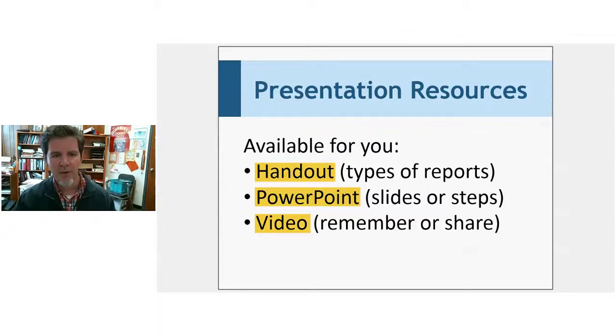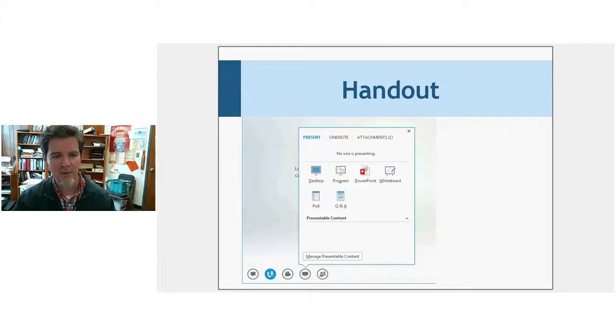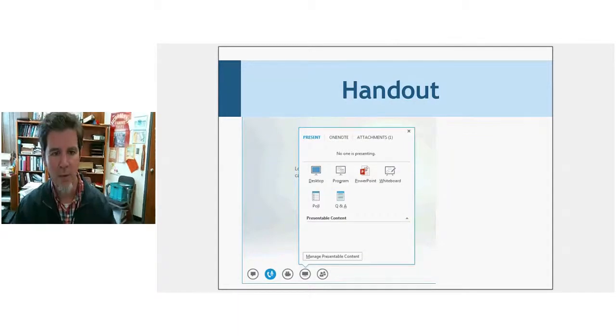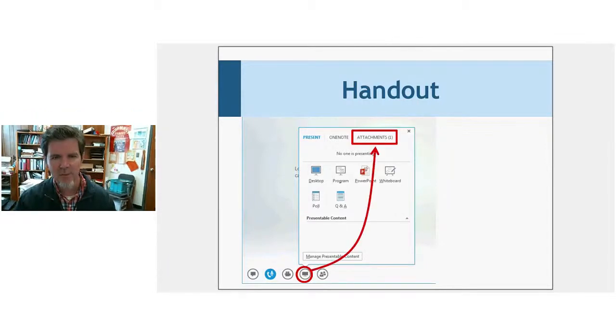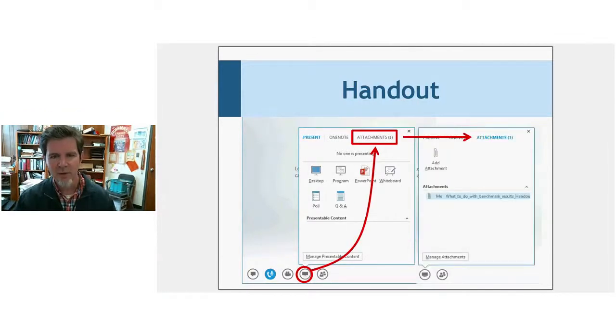As far as the handout goes, on the bottom of your link page, there's something that looks like a computer screen. If you click or mouse over that, you can see up at the top where it says attachments. If you click on attachments, you should be able to see a PDF file that says "What to do with benchmark results handout." I think you can open that, and it'll open in a window different from your link screen.